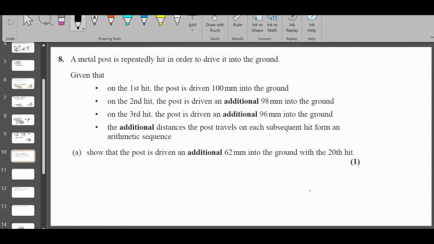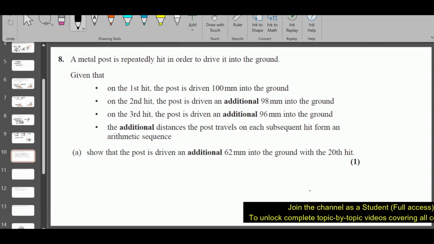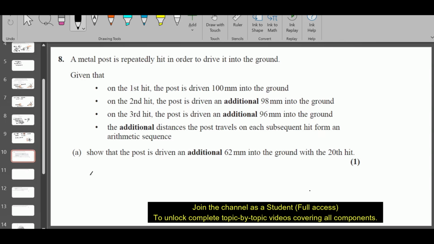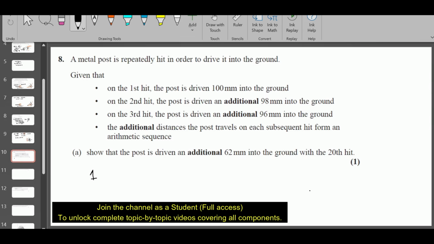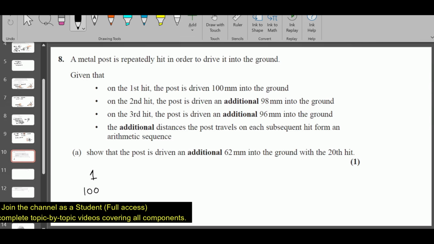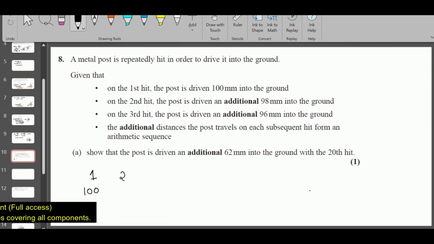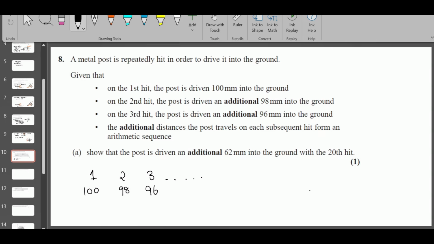Question number 8. This is from sequences and series. A metal post is repeatedly hit in order to drive it into the ground. Given that on the first hit, the post is driven 100 mm into the ground. On the second hit, additional 98, so the total will be 198. On the third hit, additional 96, so 198 plus 96 will be the total depth, right? Etc. This forms an arithmetic sequence. Show that the post is driven an additional 62 with the 20th hit.